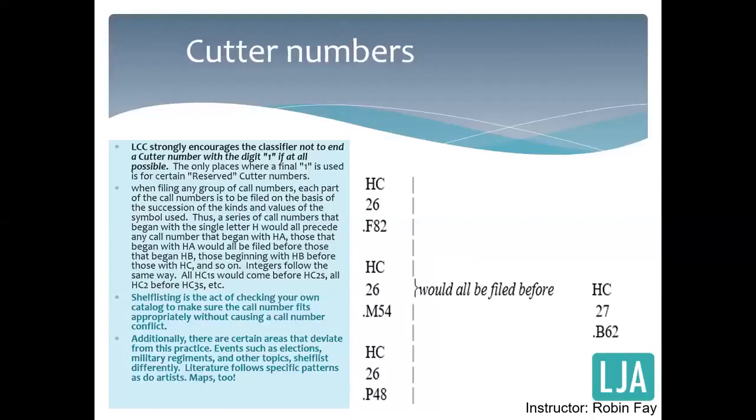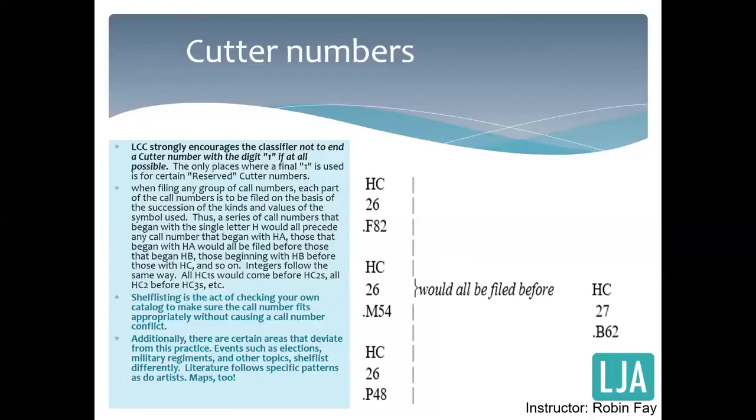I'll talk a lot more about call number conflicts over the next few weeks, but call number conflicts are where you have exactly the same call number for different titles. There are areas that will deviate from this practice, and I've already talked about some areas that deviate from the practice of when you assign the main cutter, like literature, but there are some areas that deviate from this practice in terms of how we create the call number.